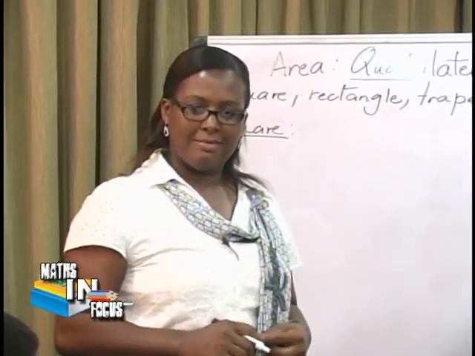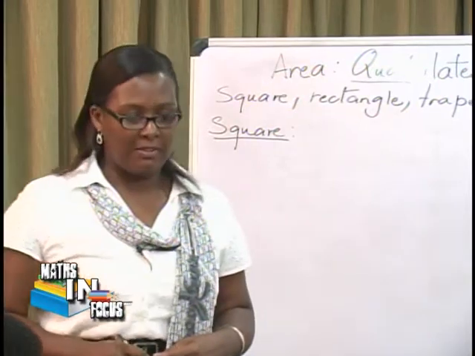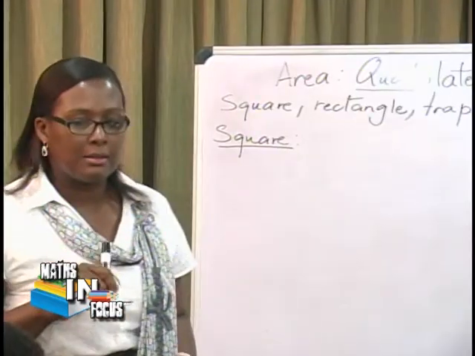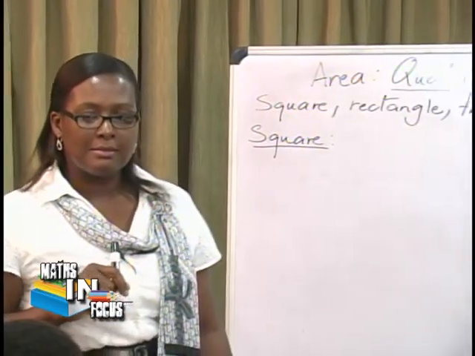Alia, what can you tell me about the sides of a square? All the sides are equal. They have the same length. And if the sides are equal, Miracle, what can you tell me about the internal angles? All the angles are equal. And what is the size of each angle? 90 degrees.